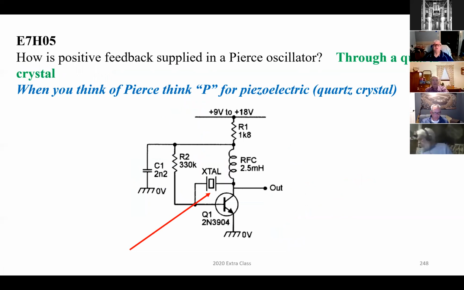Okay, how is positive feedback supplied in a Pierce oscillator? Through a quartz crystal. So when you think of a Pierce, think P for piezoelectric quartz crystal. And there you see the little schematic. The schematic diagram of a crystal is a little rectangle with two lines, one on each side.